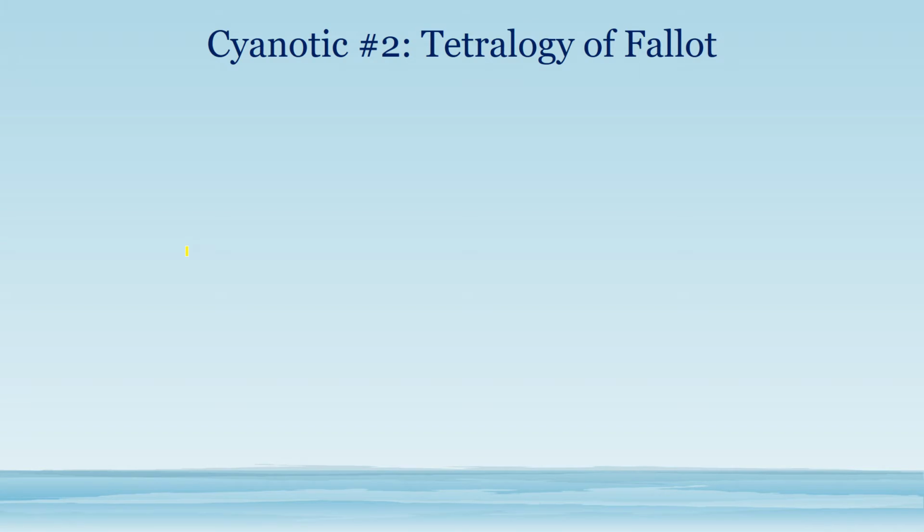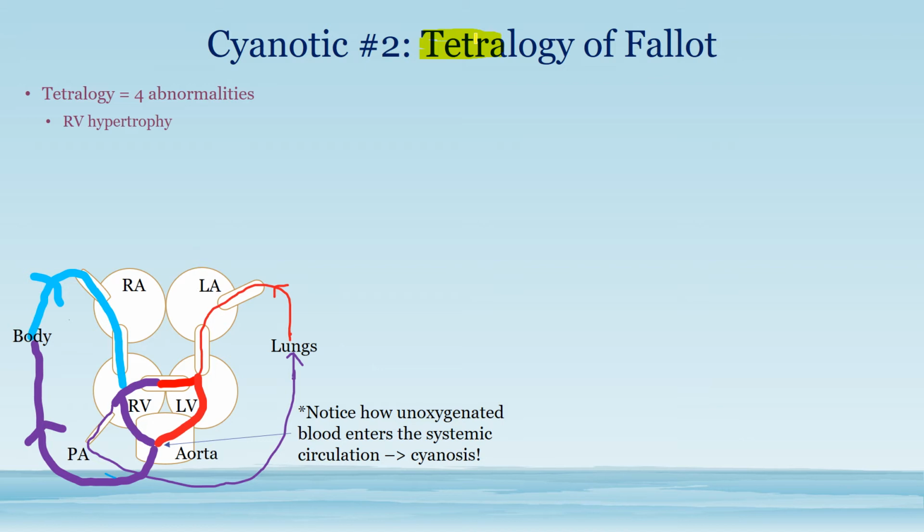We'll move on now to our second cyanotic heart disease, Tetralogy of Fallot. The tetra in Tetralogy of Fallot means 4 abnormalities. Let's talk about these 4 abnormalities. The first one is going to be RV hypertrophy, or right ventricular hypertrophy.